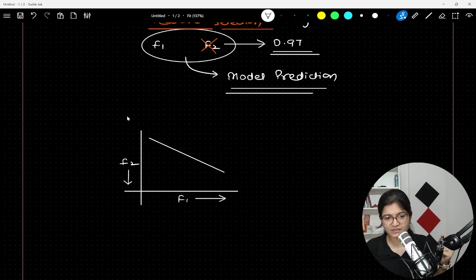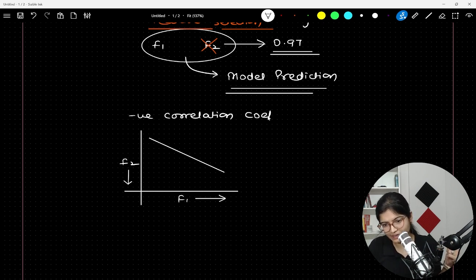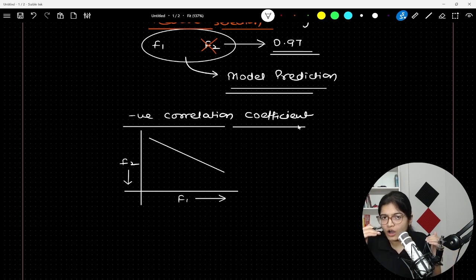So as and whenever the value of feature F1 is increasing, F2 is decreasing. This is the meaning of a negative correlation coefficient. It means they are correlated, but the impact is negative. One feature's value is increasing, and the other one is automatically decreasing. So if F1 is increasing, F2 is decreasing, or it can be vice versa.